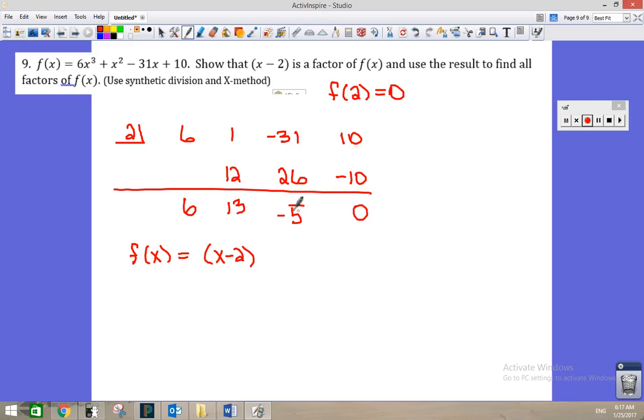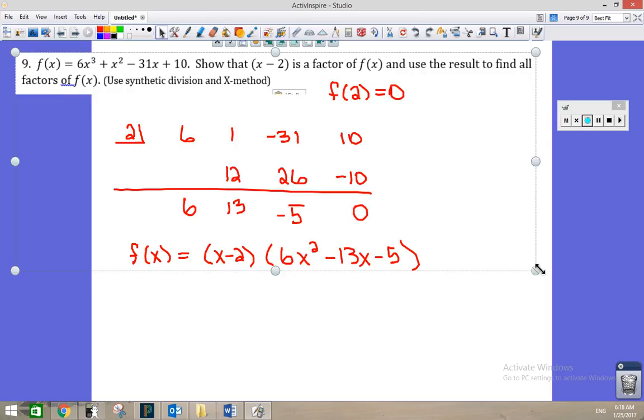And now this 6, 13, and negative 5 helps us. The original degree was 3. When you divide by the x minus 2, you lose a degree. So this is 6x squared minus 13x minus 5. Now we don't know if we're done. We need to check to see, can we factor that quadratic?